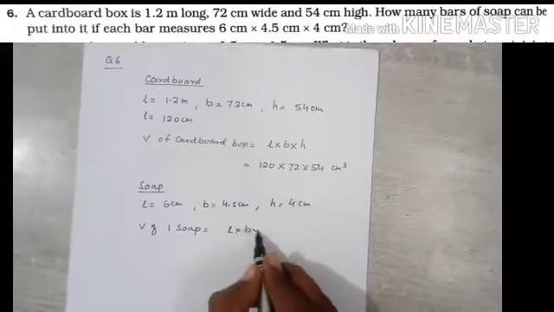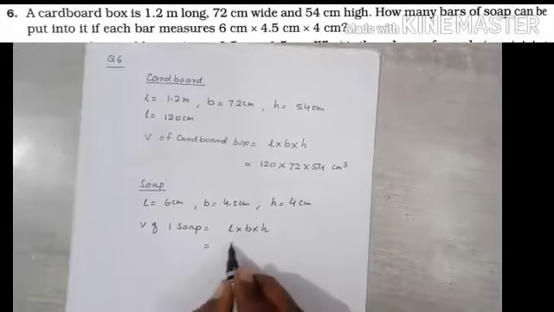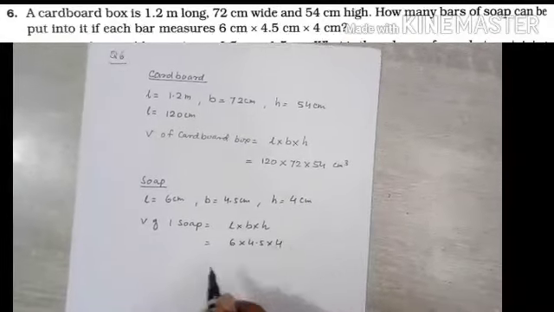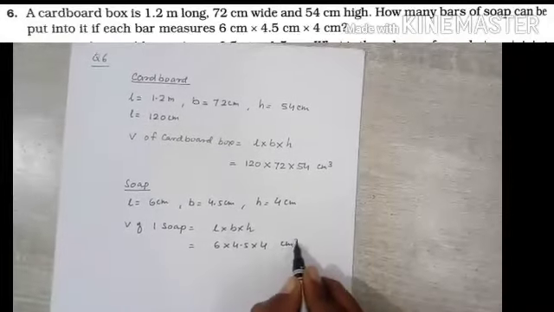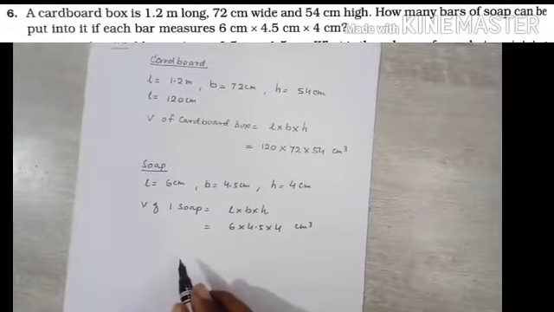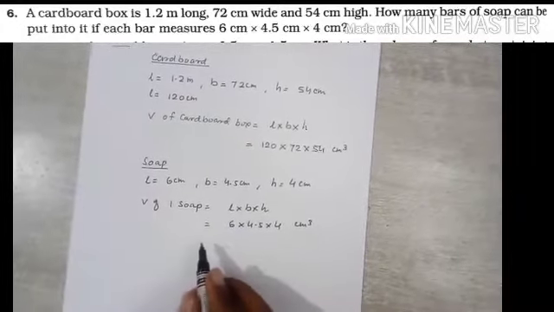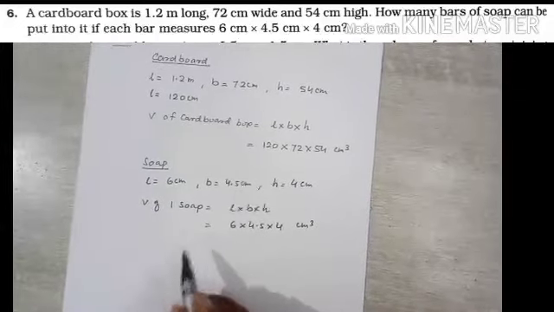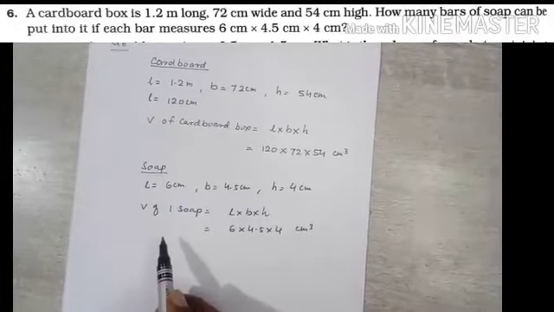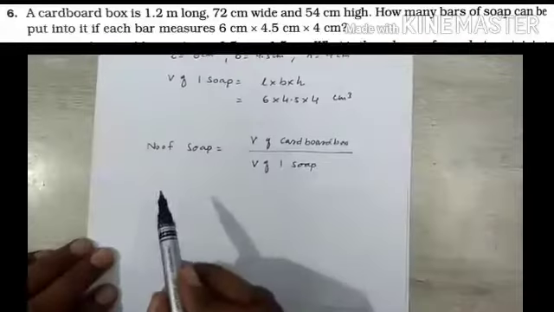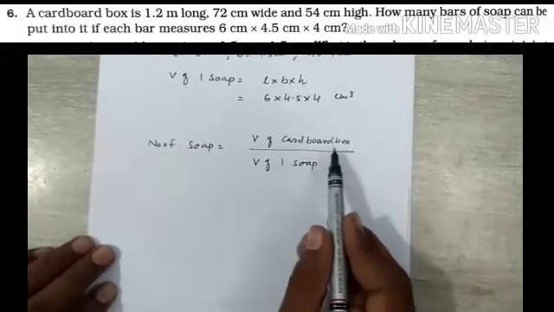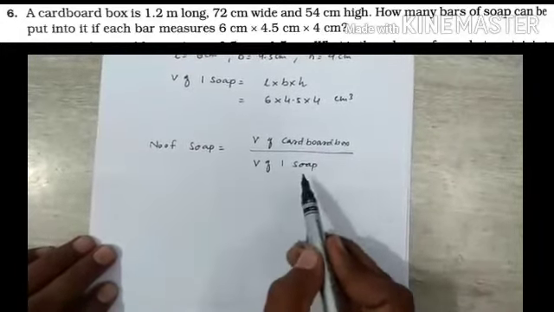L into B into H, length is given 6 centimeter, breadth is 4.5 and height is given 4. This is the cube centimeter. Now we have to find how many bars can be put in this cardboard box. For that we will divide volume of soap to volume of cardboard. Finding the number of soap, we have to divide volume of cardboard box by volume of one soap.